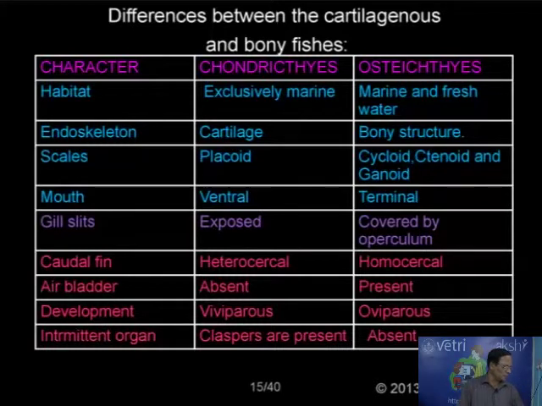So I am using the word intromittent organ; the word refers to copulatory organs. Those organs which are used for the transfer of sperm are called intromittent organs. Here they have the claspers in between the pelvic fins for the transfer of sperms from the male into the female, as the sexes are separate. Such copulatory structures, or claspers, or intromittent organs, are absent in the case of bony fishes.